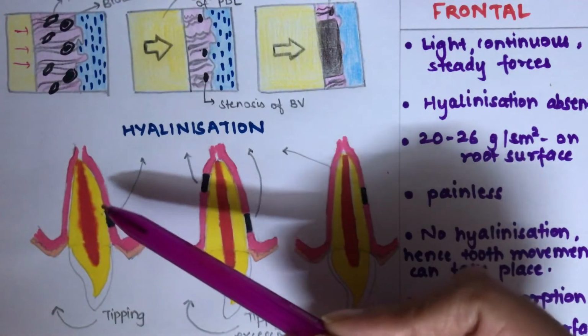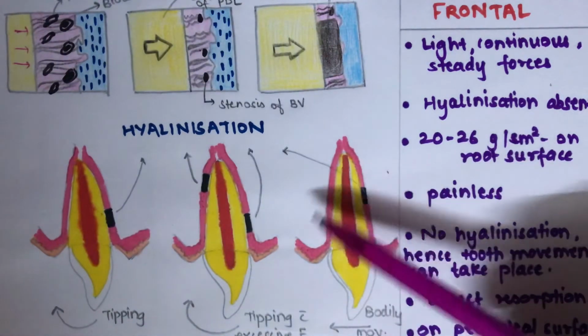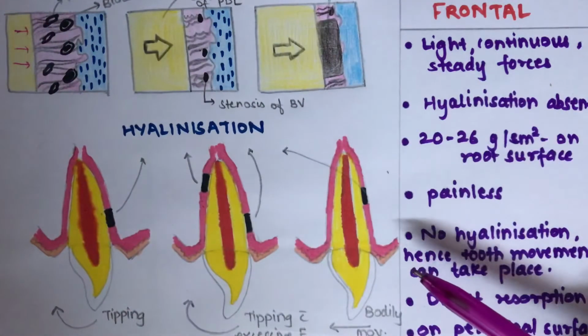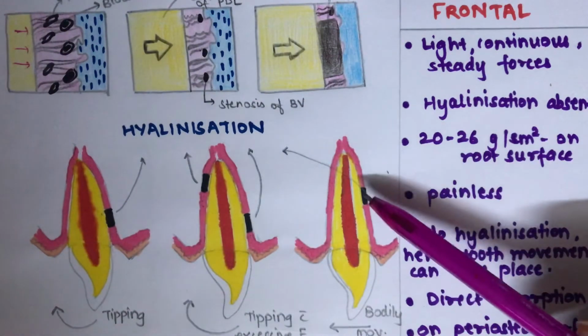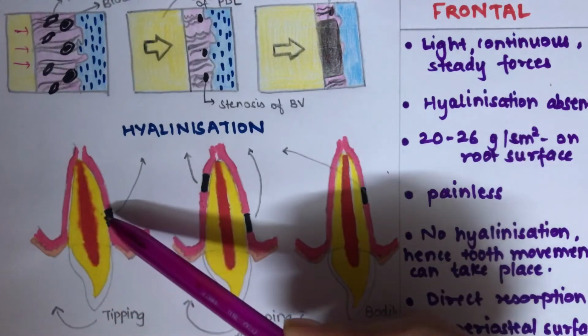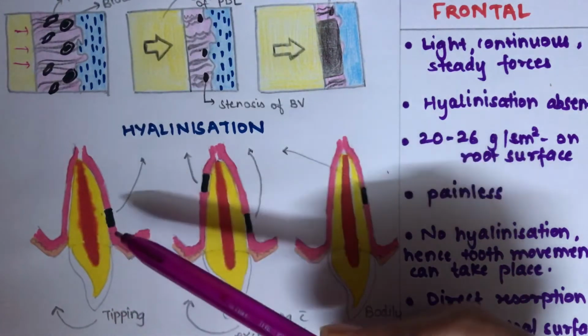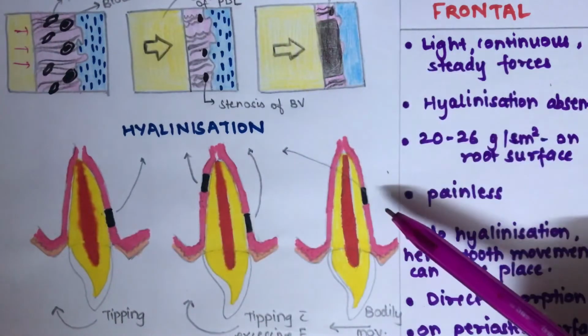close to the alveolar crest, while in the case of bodily movement, now this is the bodily movement and this is the tipping movement, you will see it is close to the middle portion of the root. Now it is over here in tipping. So this black area is your hyalinized tissue. So in case of tipping, it is close to the alveolar crest, whereas in the bodily, it is present in the middle portion of the root.